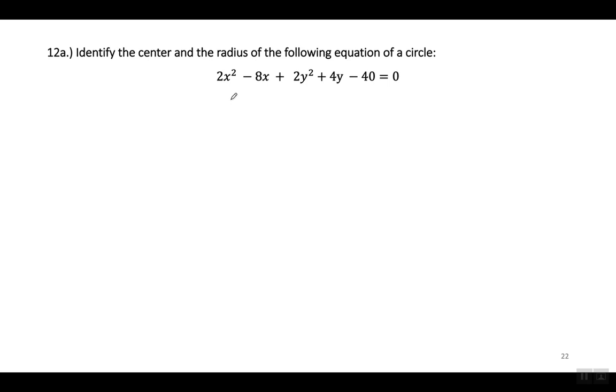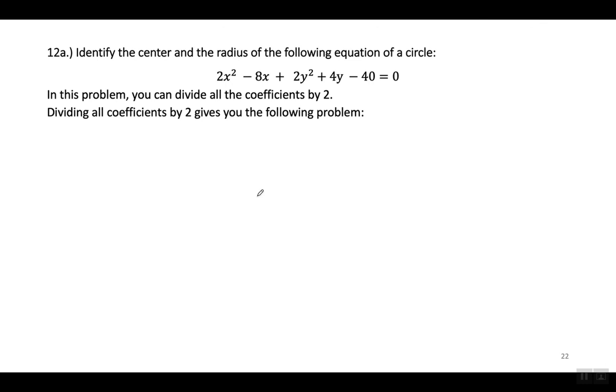The new twist is that before you begin, you have to realize that, look at all the numbers in this equation. Can they all be divided by something to make this equation smaller? The answer is yes. They could all be divided by 2. If you divide all of the coefficients by 2, that'll give you this problem. That's what you got to do before you begin this question.